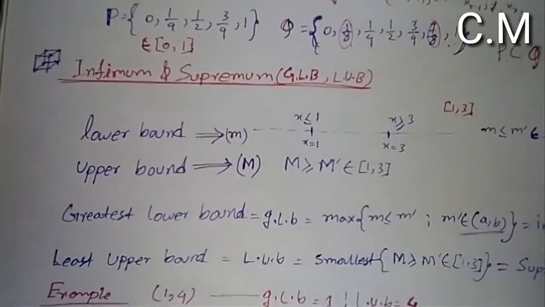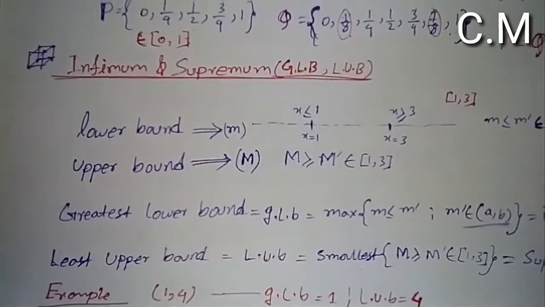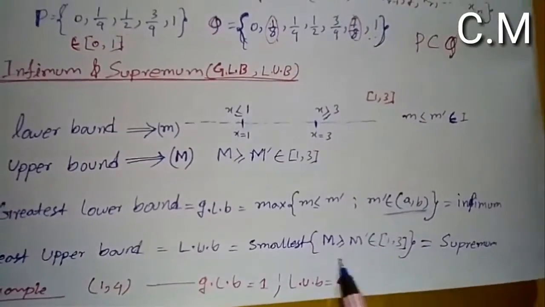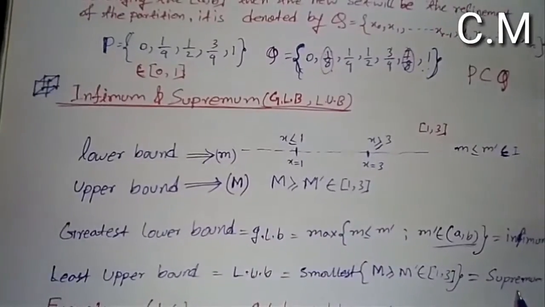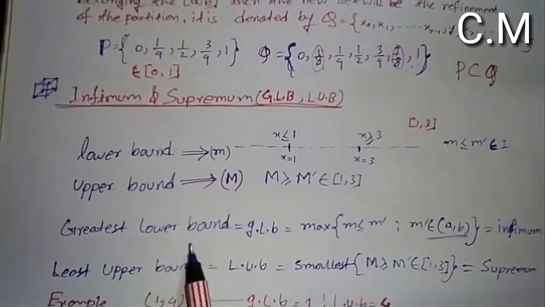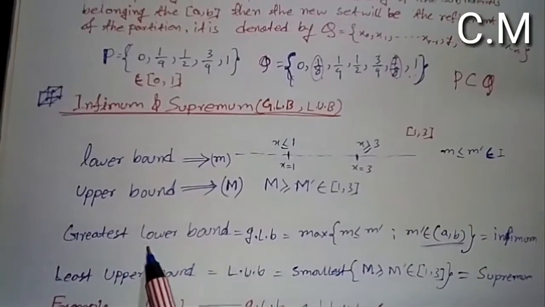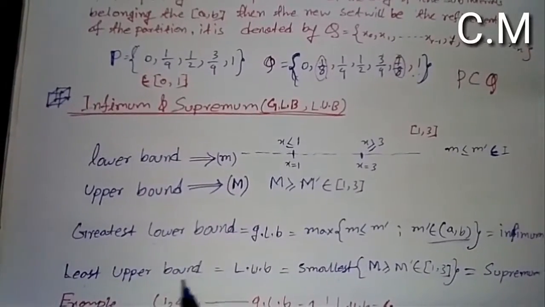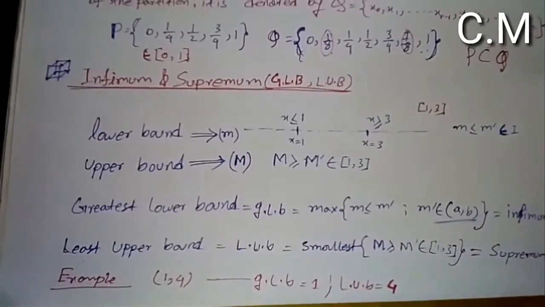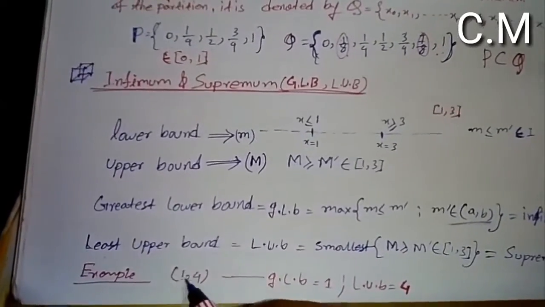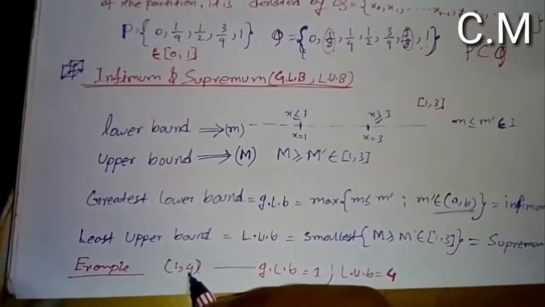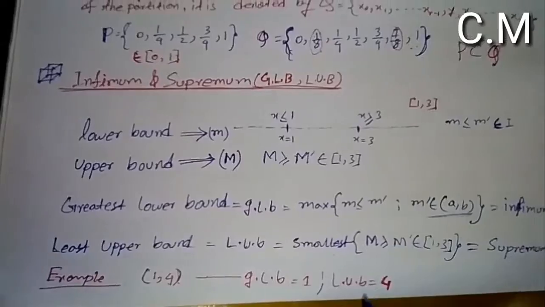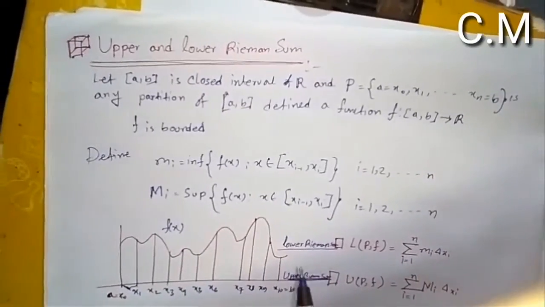By definition, the least upper bound is the least value among all the upper bounds, and it is also called the supremum. And I repeat, the greatest lower bound is the greatest value among all the lower bounds, and the least upper bound is the least value of all the upper bounds. Here is an example. If (1, 4) is an open interval, then the GLB will be 1 and the LUB will be 4.